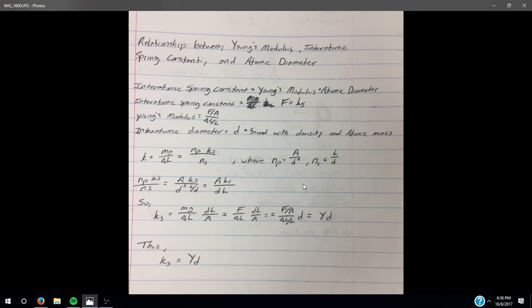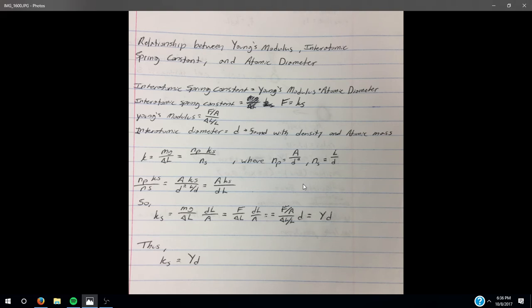When you know that, you can solve for the spring constant, which is the mass times gravity over the change of length, density times length over area. Mass times gravity is the force, so we can substitute that in.